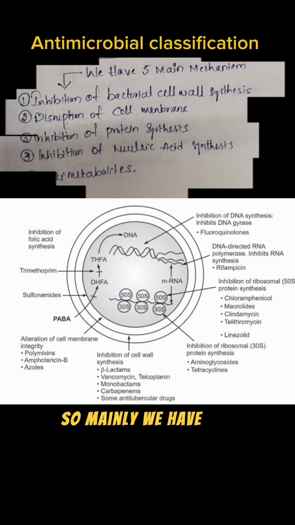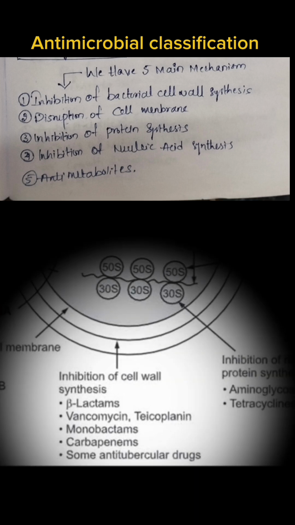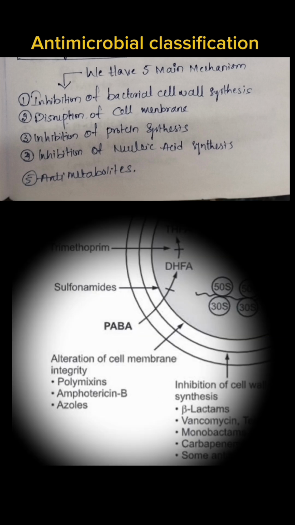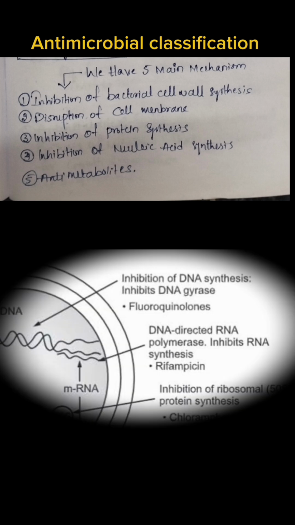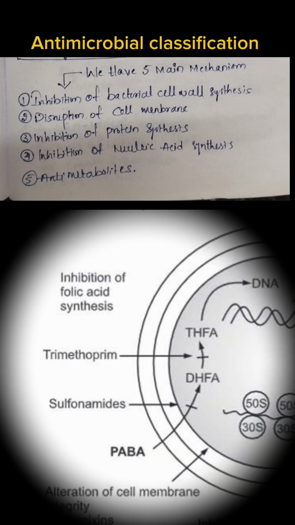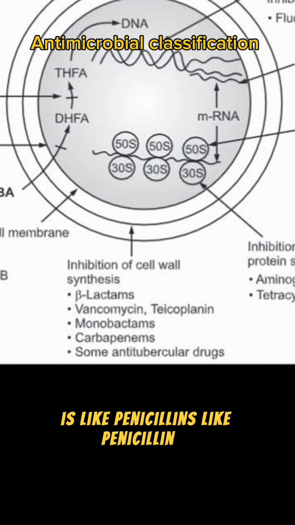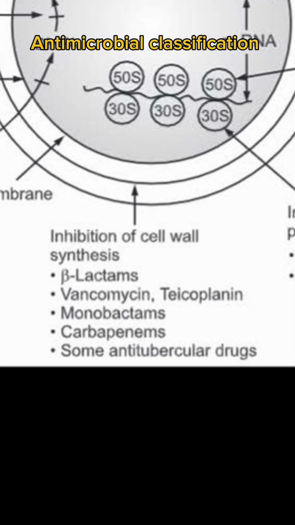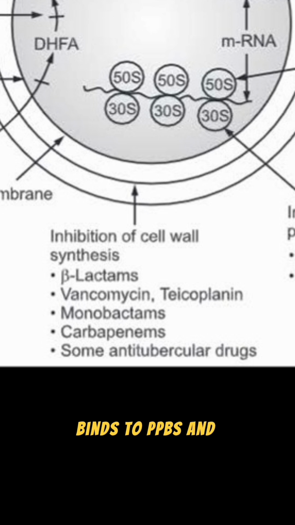Mainly we have five classes: first, inhibition of cell wall synthesis; second, disruption of the cell membrane; third, inhibition of protein synthesis; fourth, inhibition of nucleic acid synthesis; and fifth, anti-metabolites. Examples for inhibition of cell wall synthesis are penicillins like penicillin G, cephalosporins, carbapenems, and vancomycin, that act on peptidoglycan synthesis, bind to PBPs and cause bacterial lysis, and are bactericidal.